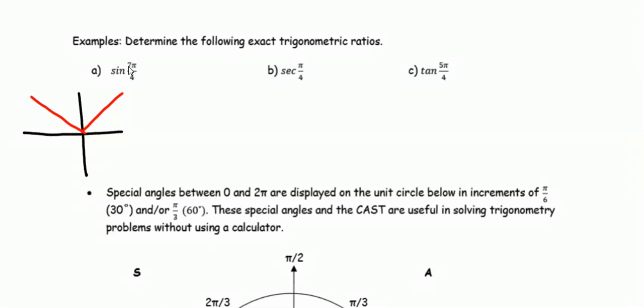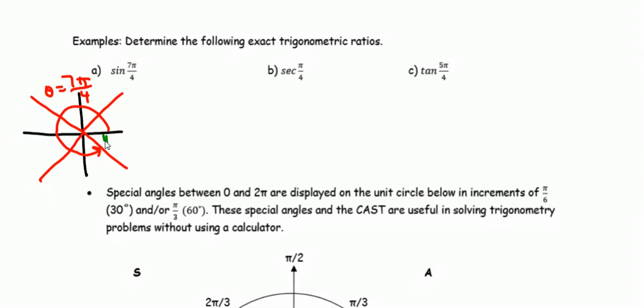Well, I need 7 of these pi by 4, so I've got 1 pi by 4, 2, 3, 4. I've got to keep going if I want to draw that angle. So there's a couple more. If I count and I'm drawing this angle, this is 4 pi by 4, better known as pi, 5, 6, 7 pi by 4. That is theta equals 7 pi by 4, but you know that you get your ratio from the reference angle.